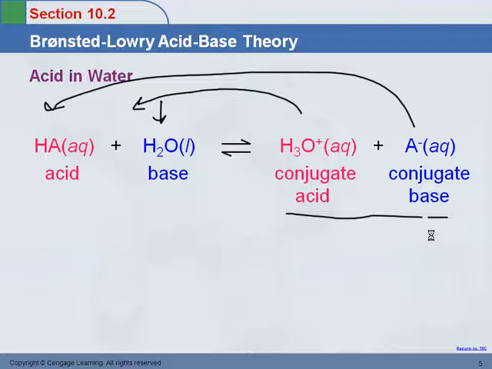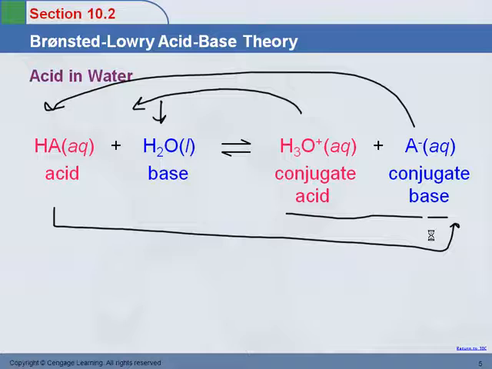And this will always be the setup. Acids and bases on the reactant side, conjugate acids and conjugate bases on the product side. The other thing to notice here is that your acid will always become your conjugate base, and your base will always become your conjugate acid.